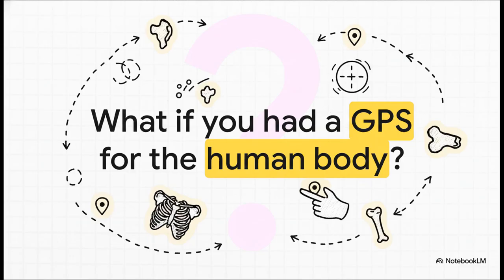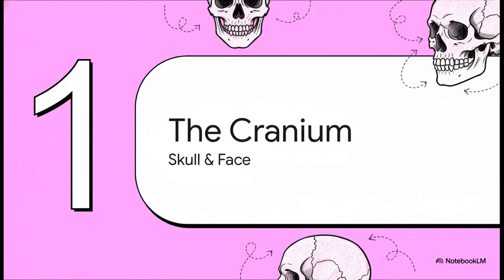What if you had a GPS for the human body, a system of coordinates that could guide your hands with absolute precision? Well, that system totally exists. They're called bony landmarks, and they are the essential waypoints we're going to be exploring today. So our journey begins at the very top, the cranium, which includes the skull and the face. But before we start pointing things out, let's get really clear on what exactly it is we're looking for.